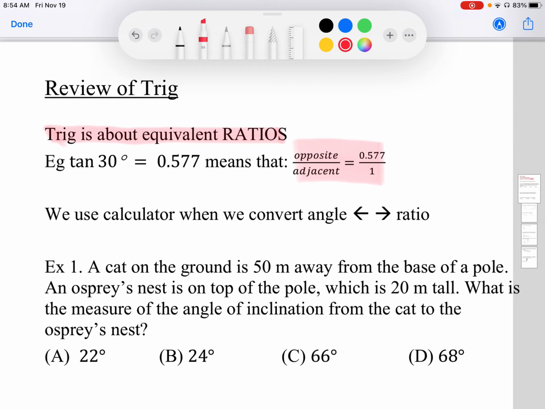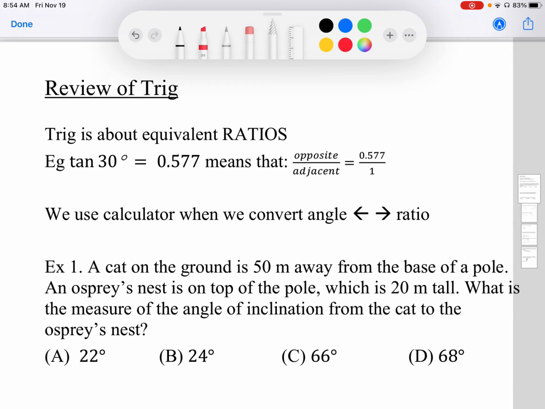So when we do the tan of 30 degrees, we end up with 0.577. What that means is we can write a ratio of opposite to adjacent, or rise over run, of 0.577 to 1. So the rise, or the y, is going to be 0.577, and the run, or the horizontal, will be 1. So that's one thing.